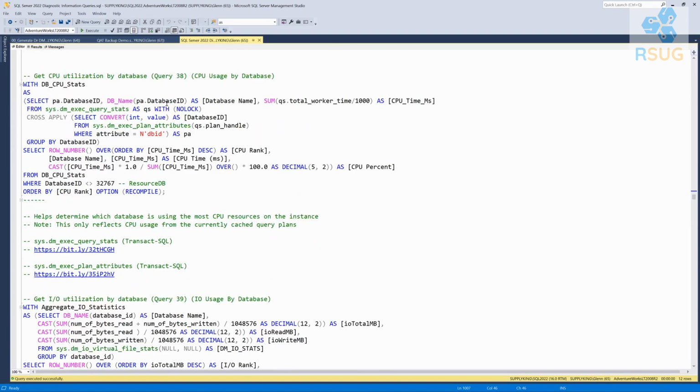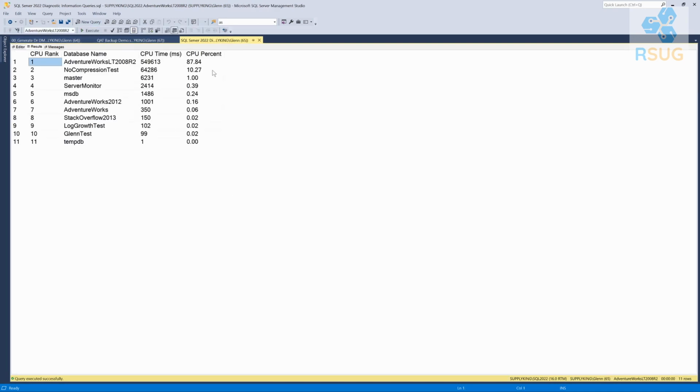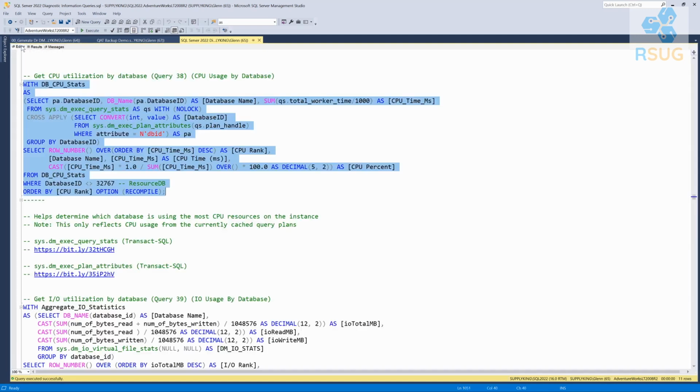All right, the next one is going to show you which of your databases are using the most CPU. And when I run this, it shows me this one right here is using 87% of the CPU. But this can be inaccurate sometimes because it's looking at the query plan cache. And if the cache just got flushed for one of the databases, it's going to throw these numbers off, but at least it gives you a starting point to look at if you're under CPU pressure.